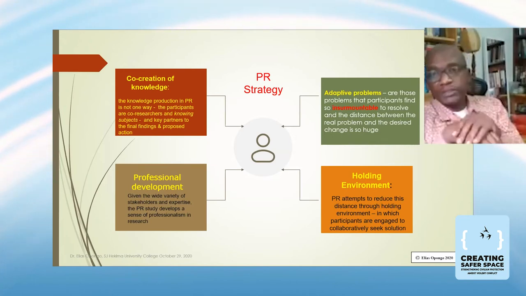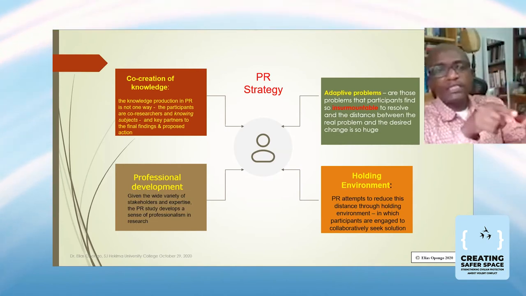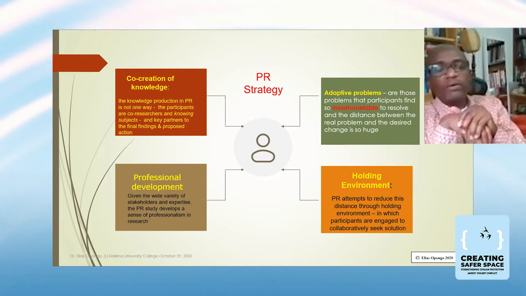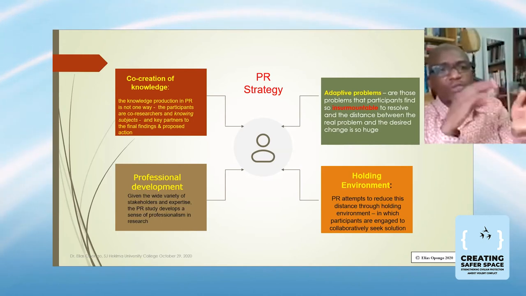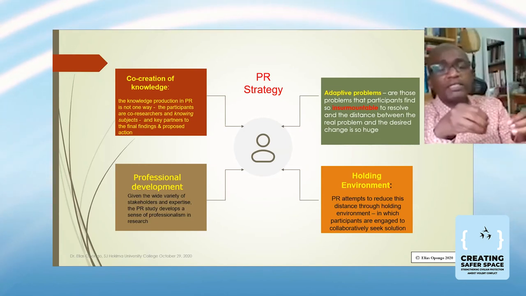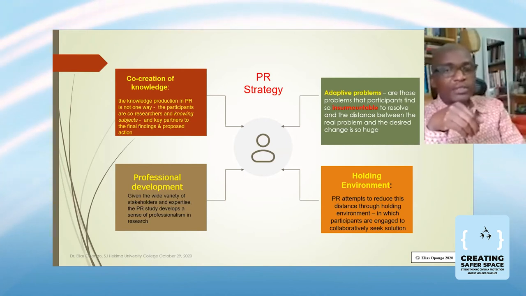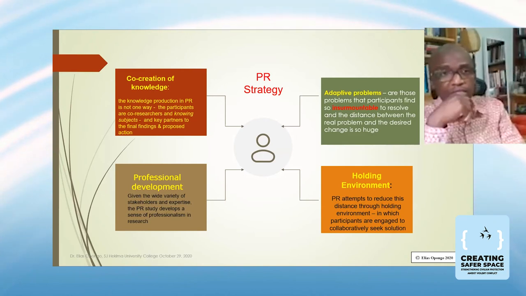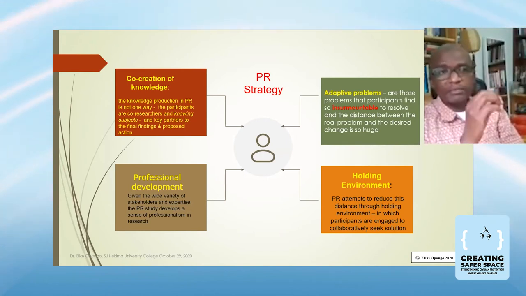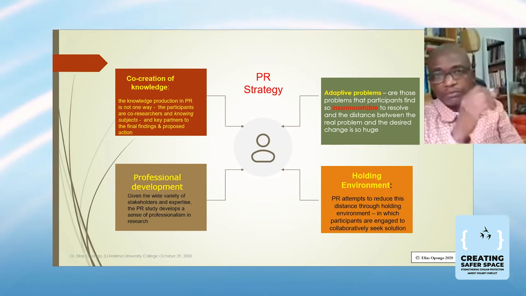They are co-researchers. They'll tell you, let's go and talk to the community leaders about this. And they're going to ask the community leaders questions. They're going to explore possibilities of how to get out of the problem they're looking at. They're going to be with you as a researcher, but as co-researchers in this particular case. So they're really key partners also for the final finding and the proposed action.